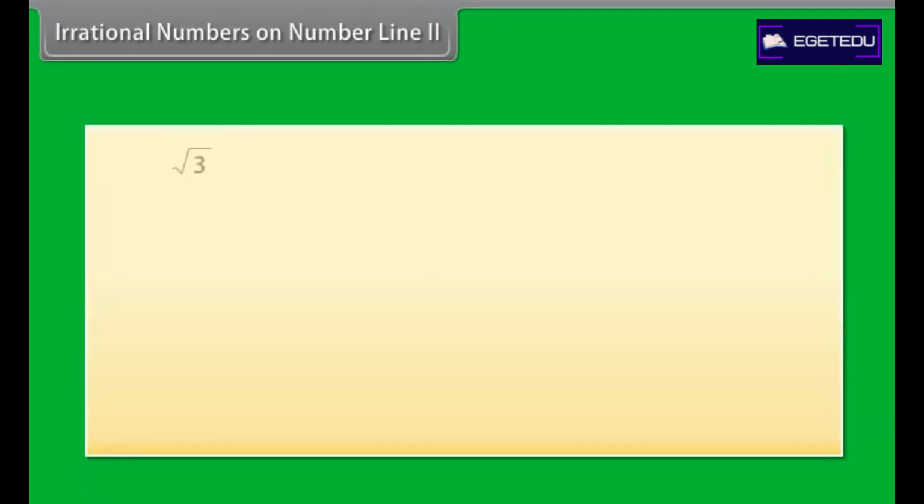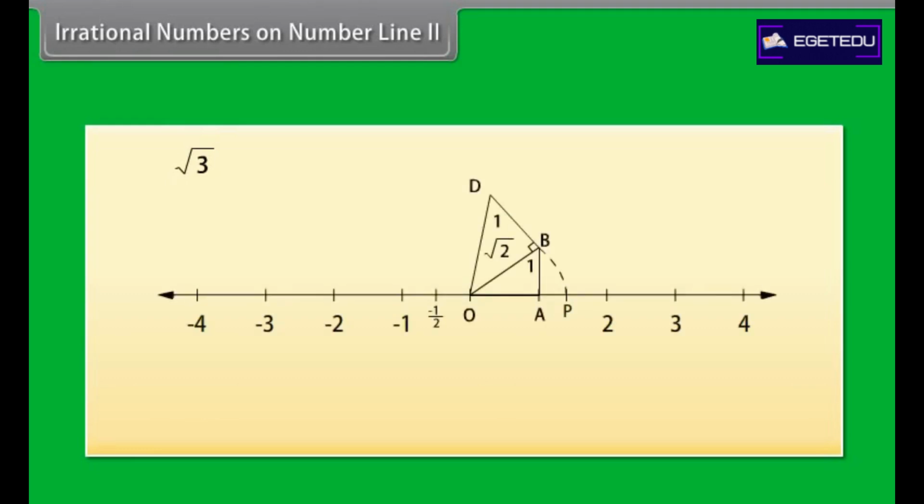Similarly, to locate square root of 3 on the number line, we will construct BD of unit length perpendicular to OB. Then, by Pythagoras theorem, OD is equal to square root of 2 squared plus 1 squared, which is equal to square root of 3. Now, by using the compass with center O and radius OD, we will draw an arc intersecting the number line at point Q. The point Q corresponds to square root of 3 on the number line.